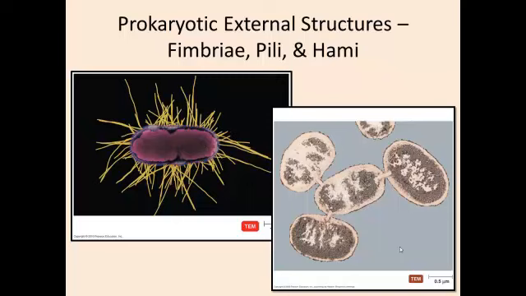Archaea have fimbriae, like shown here. They also have a cool structure called hami, or hammy, I'm not sure how it's pronounced. It's like a grappling hook on barbed wire. And, like all grappling hooks, they are used to grab a hold of stuff, like surfaces and other cells.